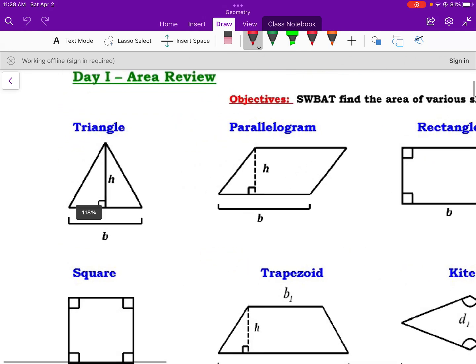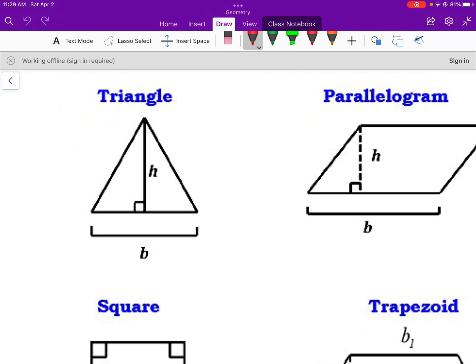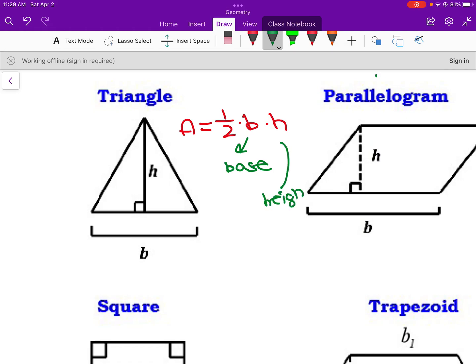So starting out here with triangle. If we want to find the area of a triangle, our formula, if you recognize this, is just going to be 1/2 times base times height. So just to unpack that really quickly, B stands for base, H stands for height, and those are the parameters that we would need to find the area of a triangle.